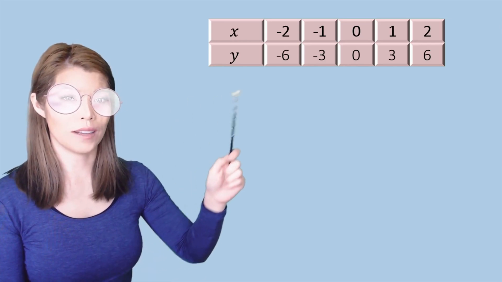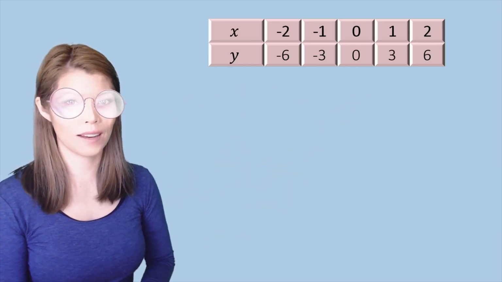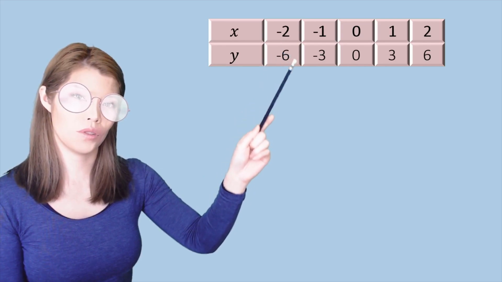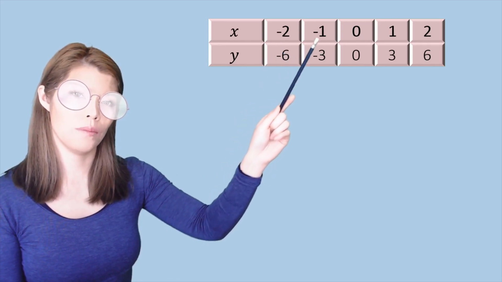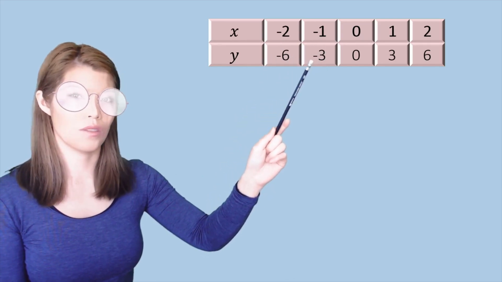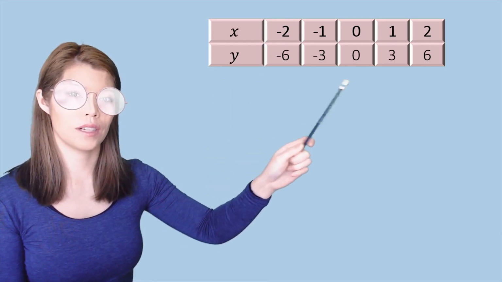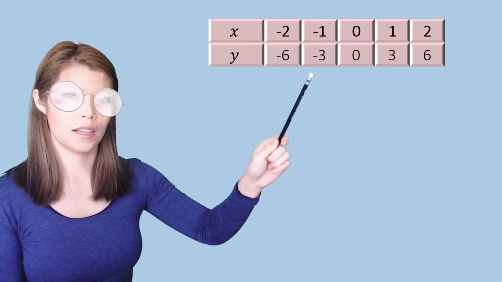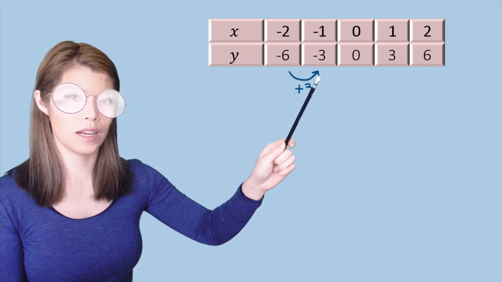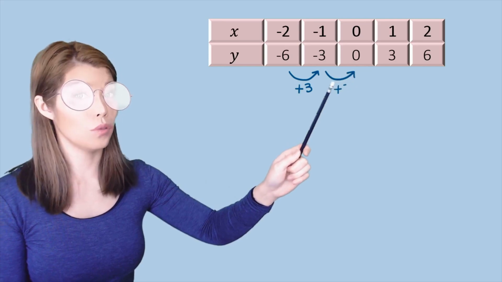Let's try this one. It's in a table format, but it's the same kind of thinking. When we go from -2 to 6, we're minusing 4, -1 to -3. It's not -4, so we can't go directly from x to y. Let's see if there's a pattern going across the y values. -6 to -3, we've added 3. -3 to 0, we've also added 3.